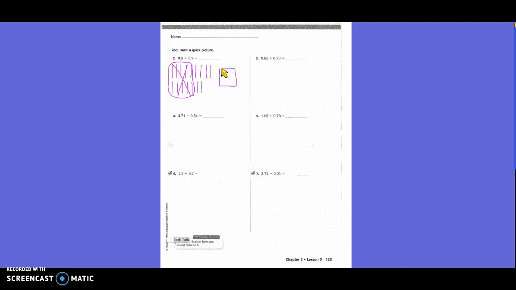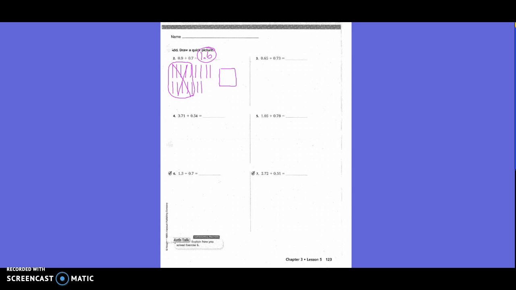Okay, so now how many longs do I have? 6, right? So do I need to regroup those? No, I'm good. So how many flats do I have? 1 decimal, and then how many longs? 6. So my answer is 1 and 6/10.